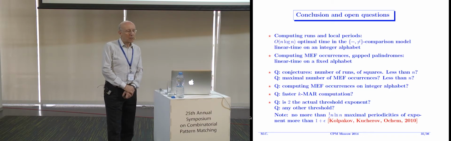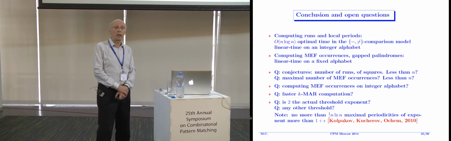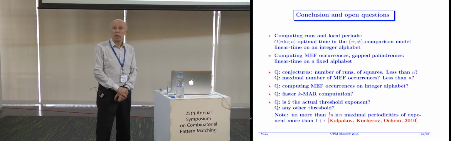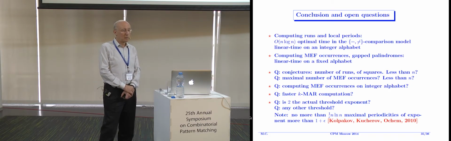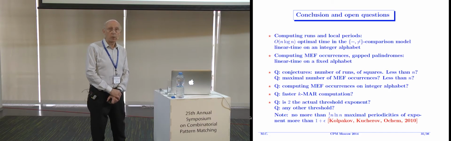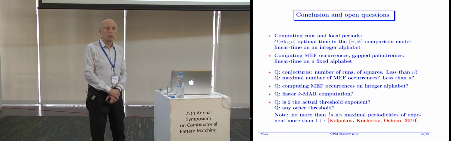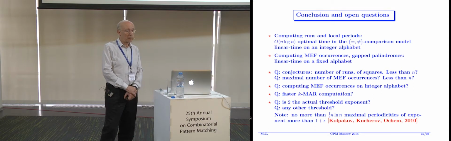We know how to compute the maximal exponent factors occurrences in n log n time. Is it linear on an integer alphabet? No proof for the moment. For the computation of occurrences of maximal approximate runs, can we get something faster? The result we have is totally not clear.